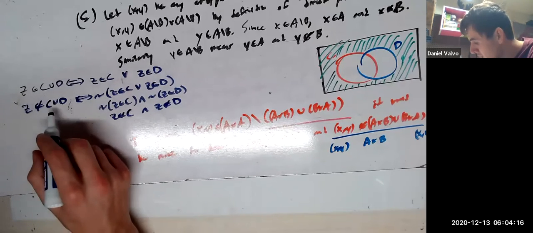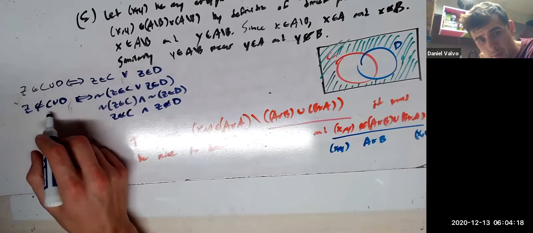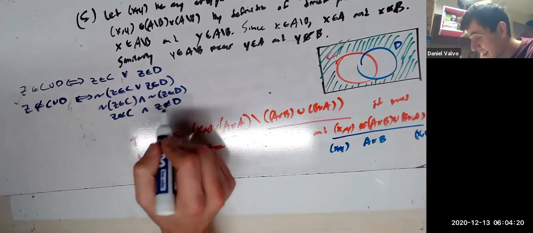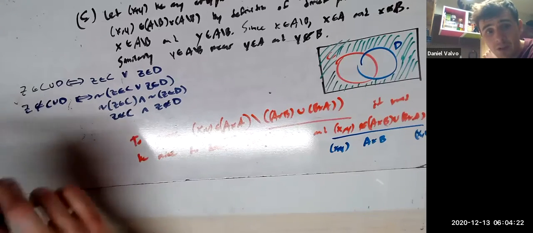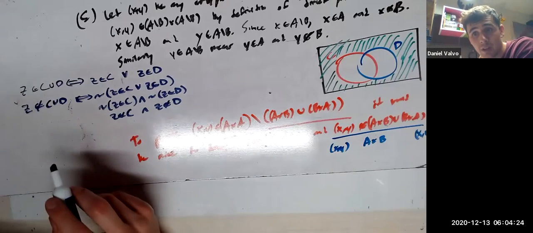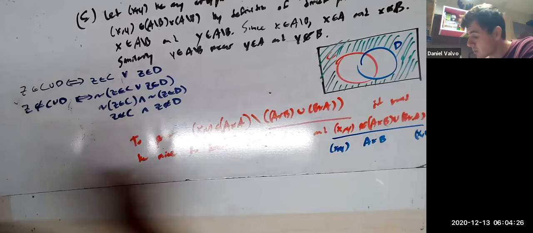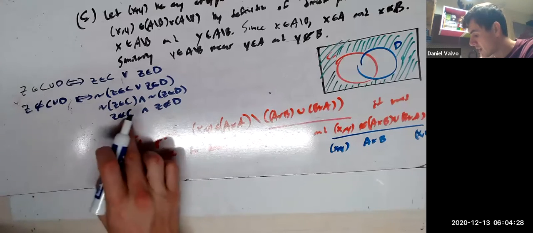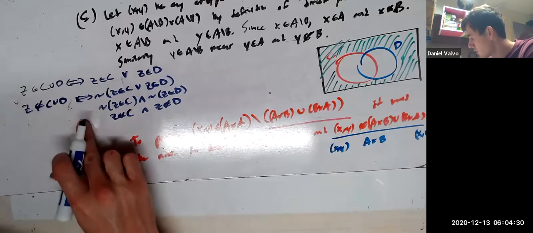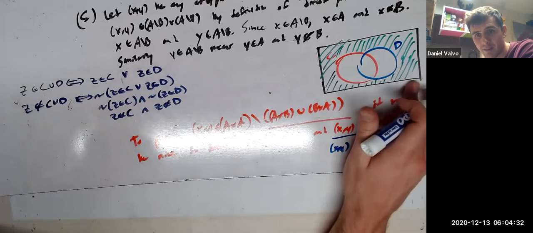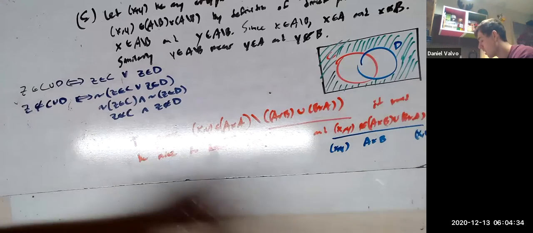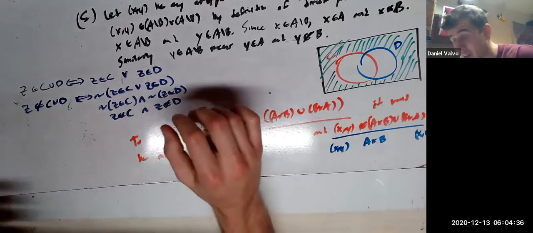So if you're not in the union, you must not be in the first set and not be in the second set. If you're not in the union, you're not in both. That's just by definition of union. You can see that either by doing a negation of the union, or just drawing a Venn diagram and looking at it. Both ways work. Or if you can think about it abstractly, that would work too.